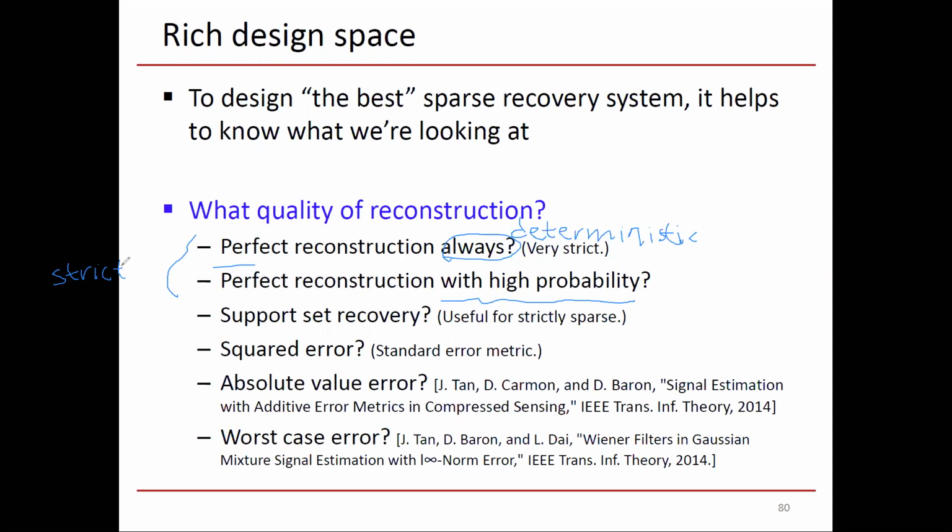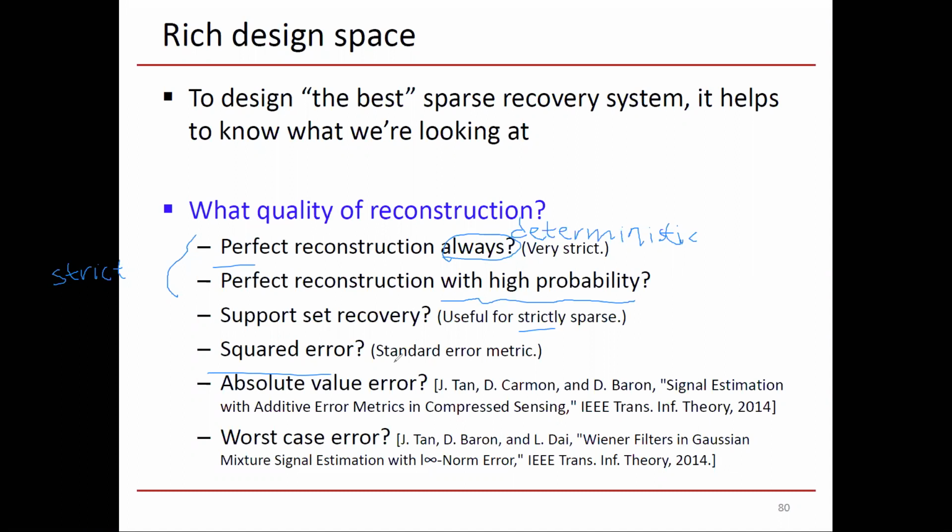So maybe a weaker requirement would be that we get the support set perfect. So support set recovery, which we've talked about as features, right? Feature selection. If you have a signal that's strictly sparse, but there are other types of signals. What if we have a signal that's not strictly sparse? Maybe squared error is reasonable. Squared error in signal processing is often the standard error metric.